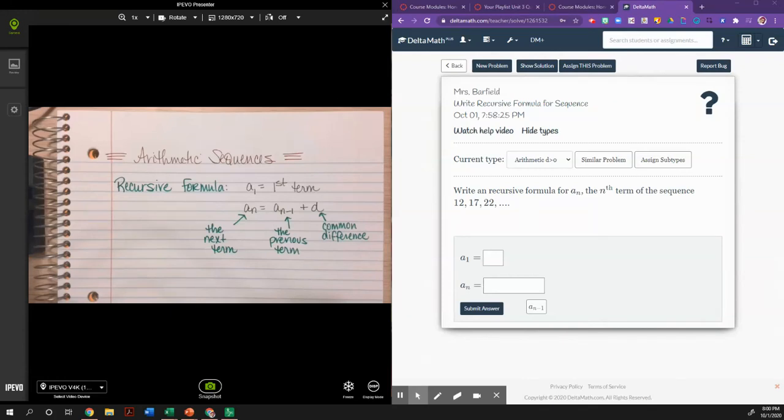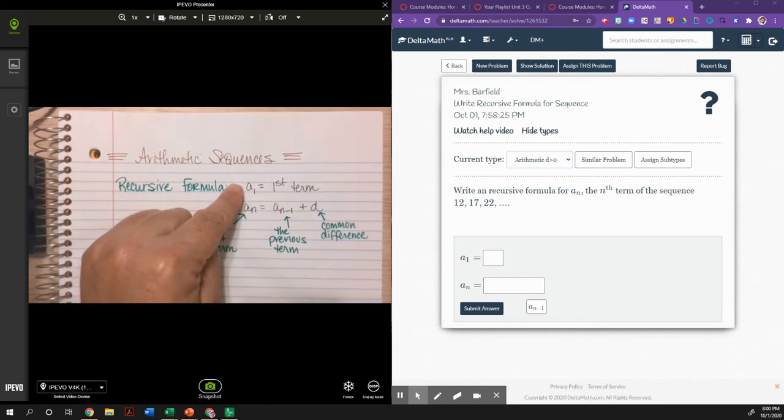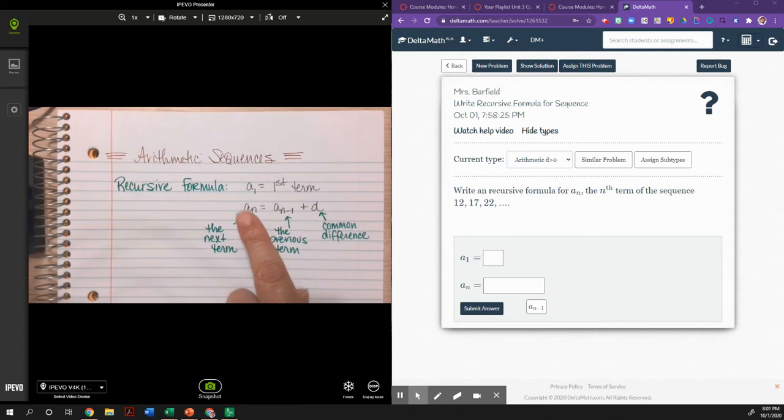All right, you guys, so we're going to be taking another look at arithmetic sequences and more specifically the recursive formula. Now the recursive formula actually has two parts to it, and you can see that I have them written here. The first part is a sub 1 equals the first term. That's in every recursive formula. And then the second part is actually really easy. It's the terminology that looks a little weird. The formula is a sub n equals a sub n minus 1 plus d.